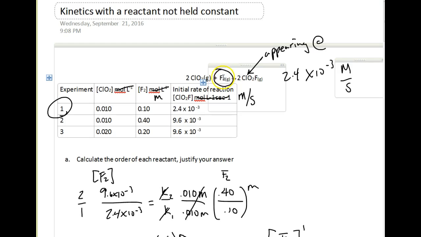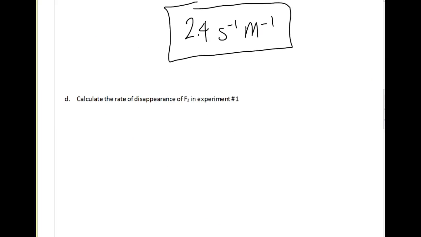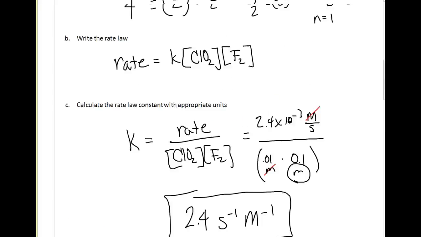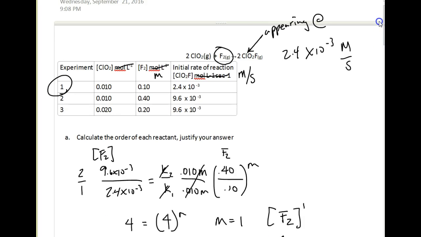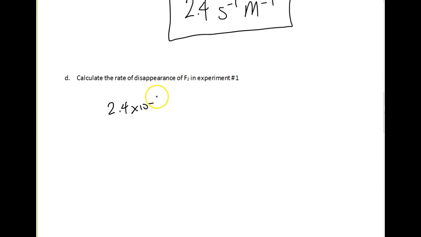So we're going to look for the rate of disappearance of F2. We're just going to use the stoichiometry to calculate this. So let's go back down here. And so we have 2.4 times 10 to the negative, oh, I forget what it was now. I think it's negative third. Let me jump back up real quick and find out. Yeah, it's to the negative third right there, 2.4 times 10 to the negative third. And that was in molarity per second, and that is for ClO2F.